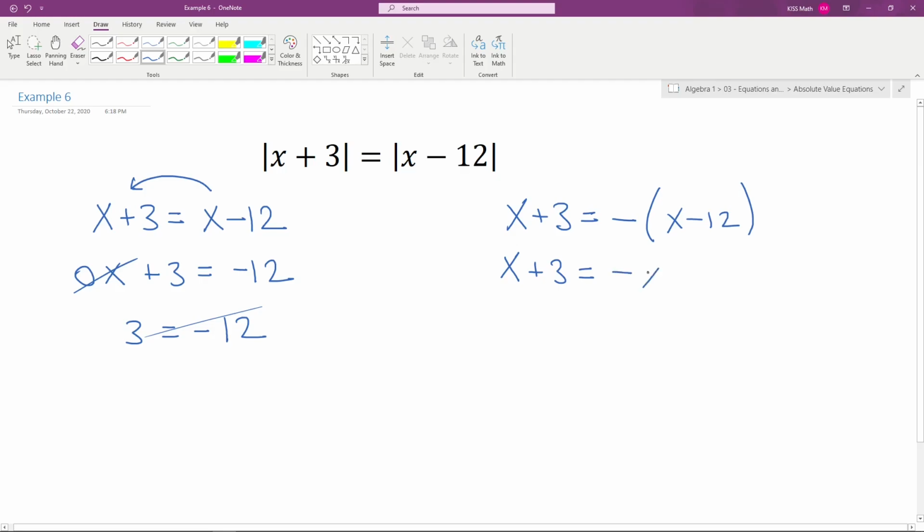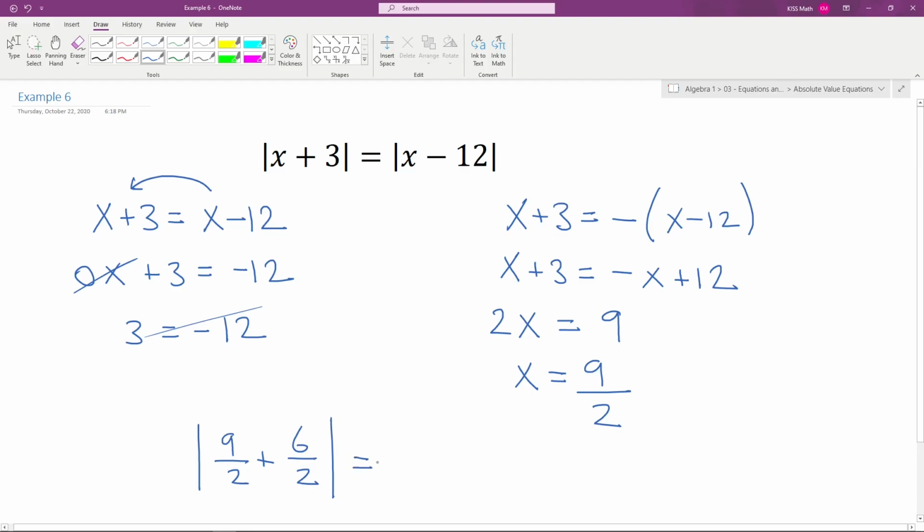On this side, we have x plus 3 equals negative x plus 12 because I distributed this negative sign. If I move this negative x over here, that gives me 2x. Move the 3 over here, I'll get 9. So x equals 9 over 2. Now let's plug this solution back into the original. So we have absolute value 9 halves plus 3 is the same as 6 halves.